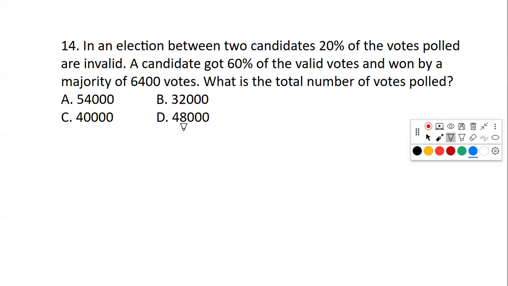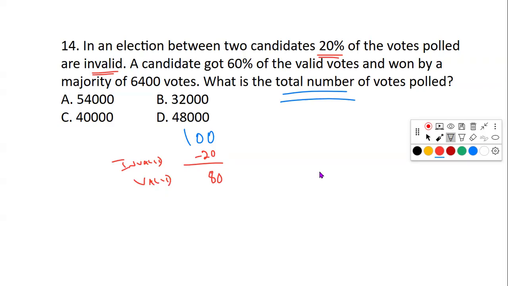So we'll start with the same process. Let the total number of votes be 100. 20% of the votes are invalid. So I'm writing invalid and subtracting, say, minus 20, because I can't count them because they are invalid. Now valid votes. So these are the valid votes. 80 are the valid votes. A candidate got 60% of the valid votes. So out of 80, one candidate got 60% of the valid votes.